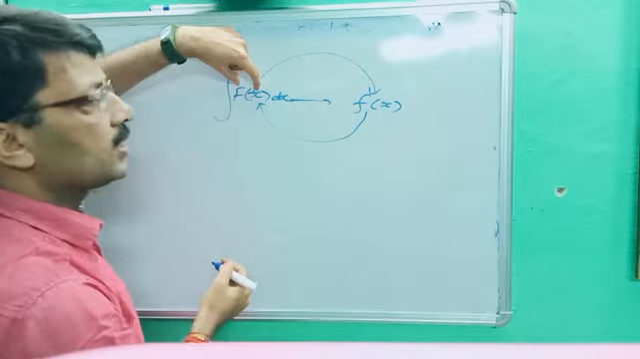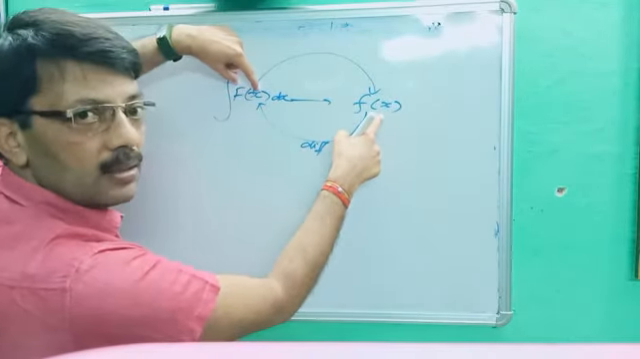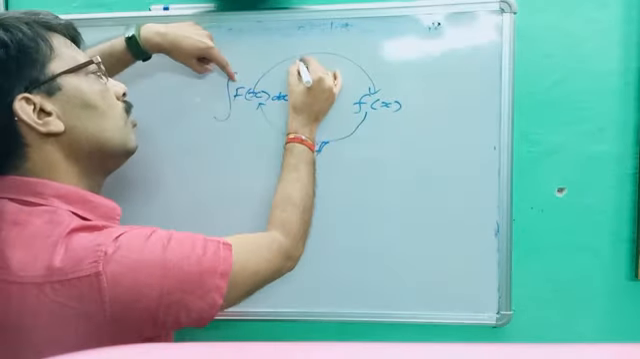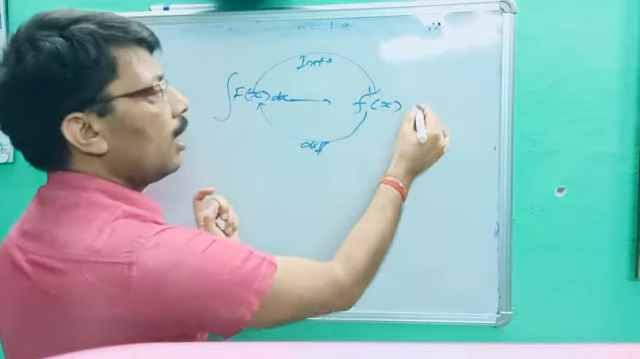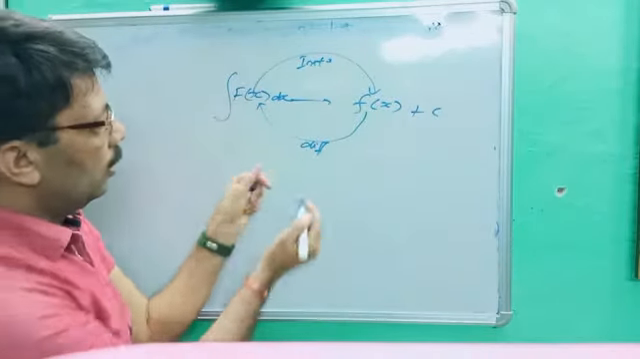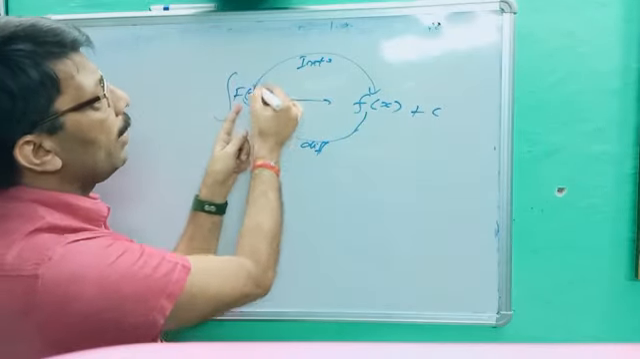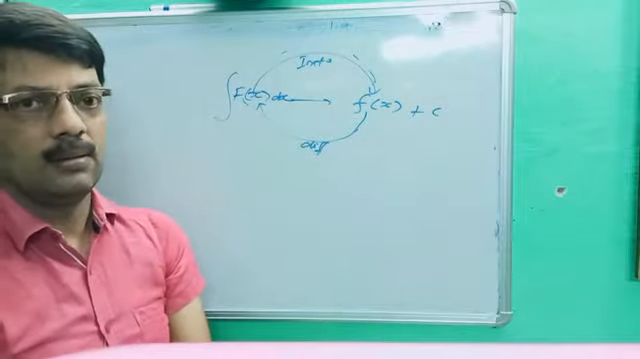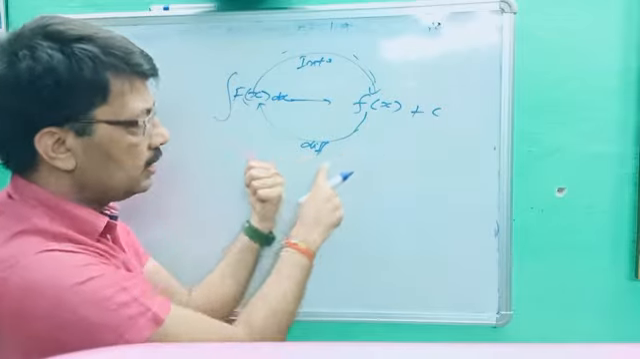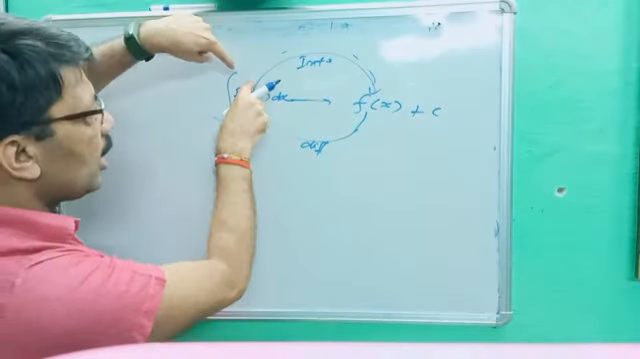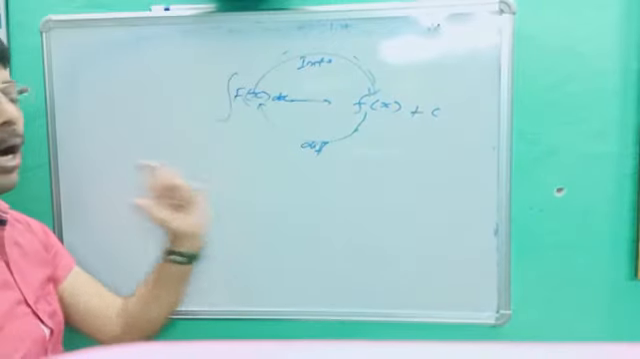If capital F(x) is the differentiation of small f(x), then small f(x) is called the integration of capital F(x). You better know they are opposite processes. If the differentiation of small f(x) is capital F(x), then the integration of capital F(x) will be small f(x). This definition shows that they are opposite processes.